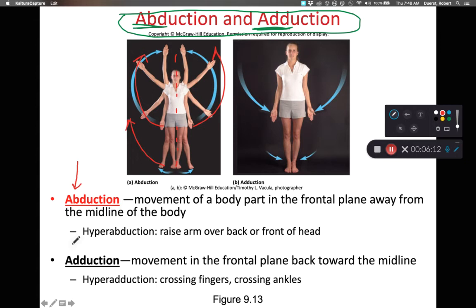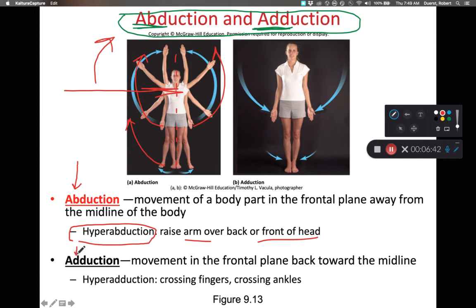We also can have hyperabduction. Hyperabduction is when we take our arm and raise it over the back or the front of our head. So abduction would be up into the 90-degree angle. Hyperabduction is when we go above our head. Occasionally, we can even have hyperabduction of the legs. You probably have seen young kids do this, where they pick up their feet and put their feet behind their heads.